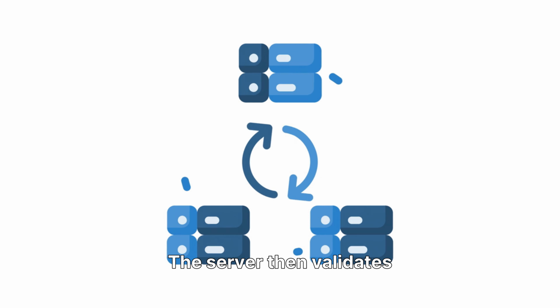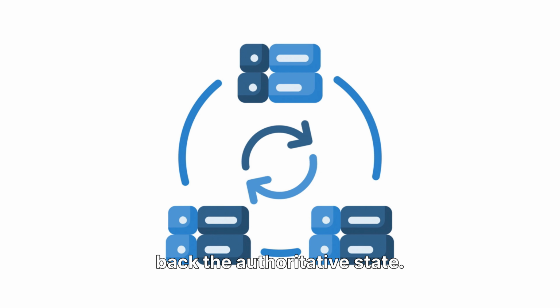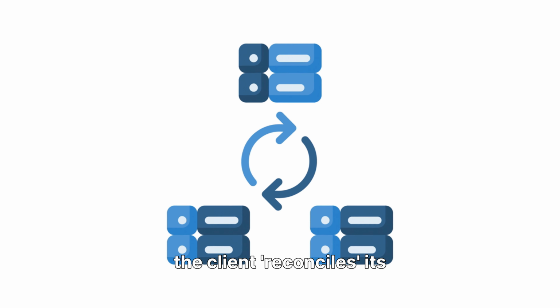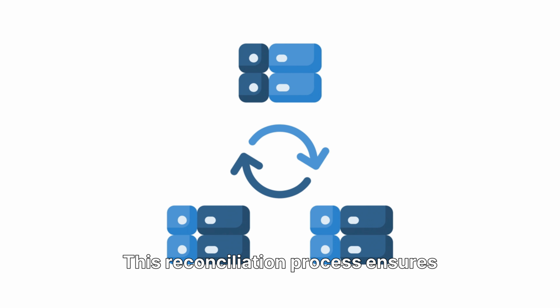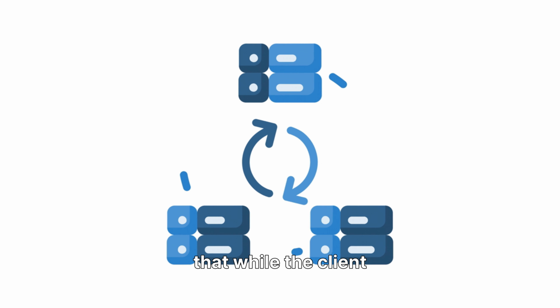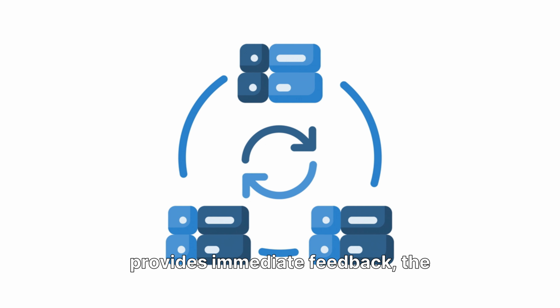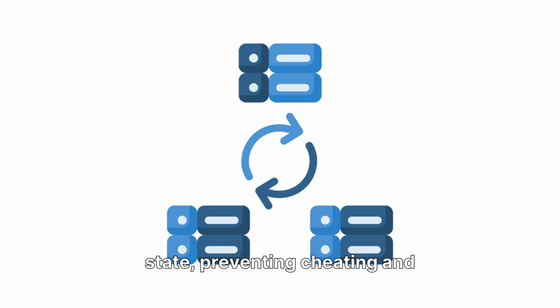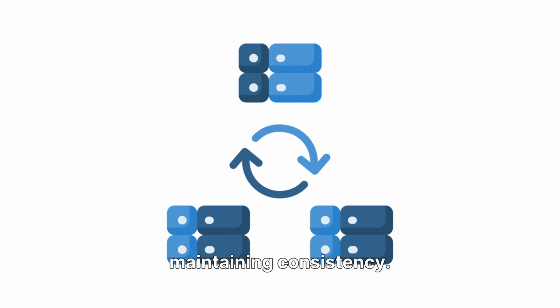The server then validates this action and sends back the authoritative state. If there's a discrepancy, the client reconciles its state with the server's. This reconciliation process ensures that while the client provides immediate feedback, the server ultimately maintains control over the true game state, preventing cheating and maintaining consistency.